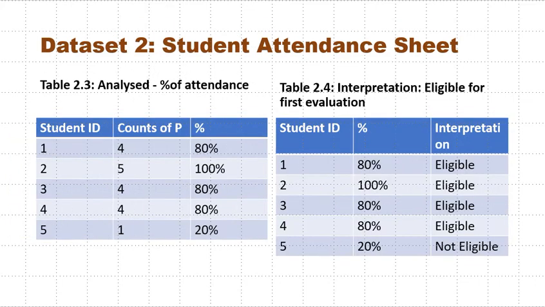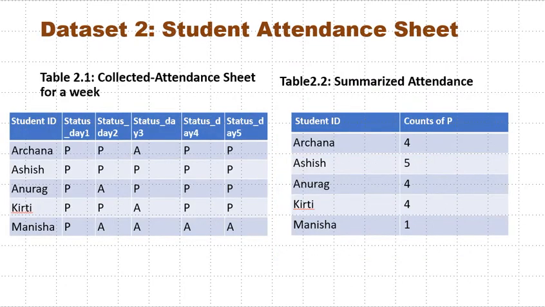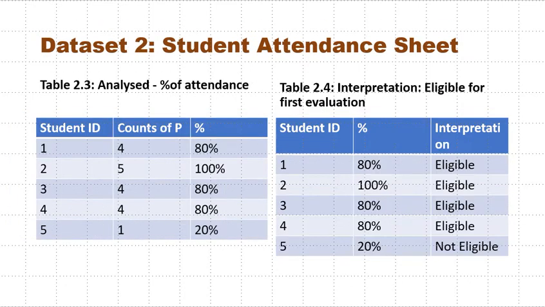The next word was analyze. So the data collected here was analyzed in table 2.3 in terms of percentage. So from the basic count, we calculated the percentage attendance of each student. Okay, so this is what we mean by analyze.